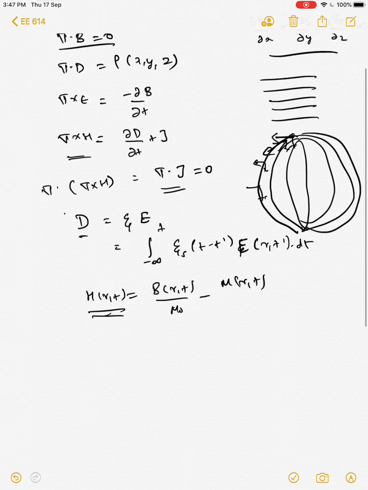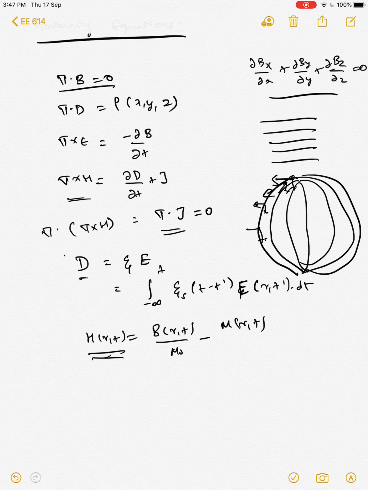Of all these equations, one of the most important equations that we will use throughout our course is Poisson's equation, which is written here. It says the divergence of the electric field, or the divergence of the dielectric displacement, is proportional to the density of carriers that we have here.